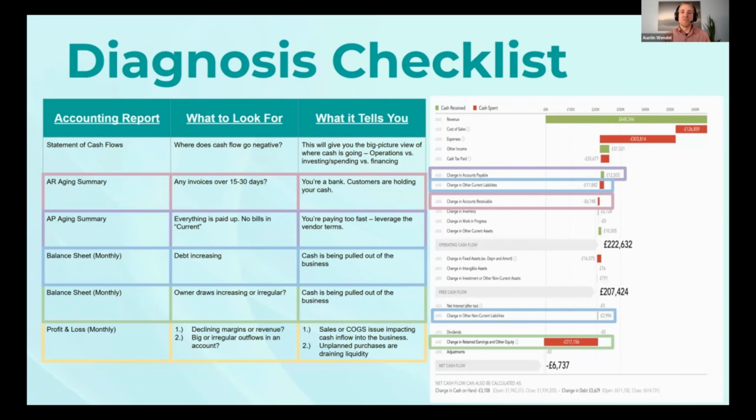So on a monthly basis, if you see it month by month, or if you're looking at the variance relative to your average every month, you're going to be looking for declining margins or revenue. If that's your case, say it's the slow season, then ultimately your sales or your cost of goods are the issue that's impacting your cash flow into the business. So that's a separate problem that's more towards profitability, but it will impact cash flow.